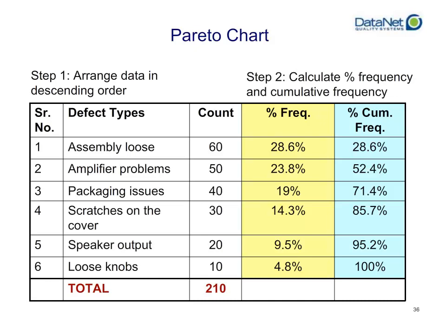total of 85.7%. You take the 9.5% from the speaker output, add that to the 85.7% to give you a total of 95.2%. And then you have the 4.8% from the loose knobs to add to the 95.2 cumulative frequency, and that should give you 100%.